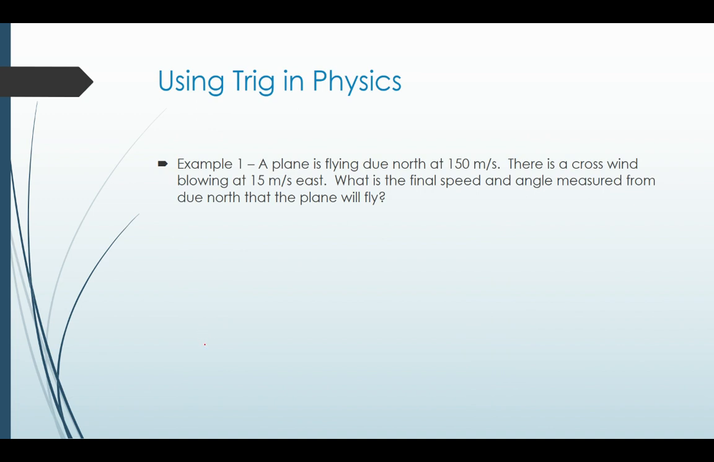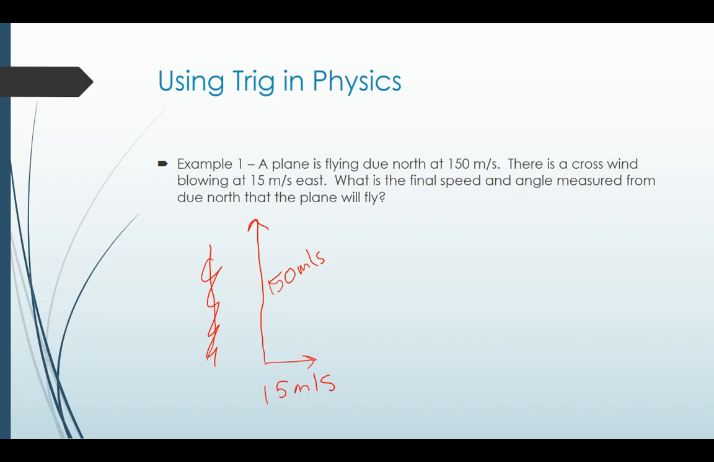So I have a plane that's flying. Sorry, a plane that's flying due north. So we know what direction north is, at 150 meters per second. And this is a very applicable problem because this happens all the time. Obviously, we have a world where planes fly around and winds are blowing. And then I have an eastward wind that is 15 meters per second.